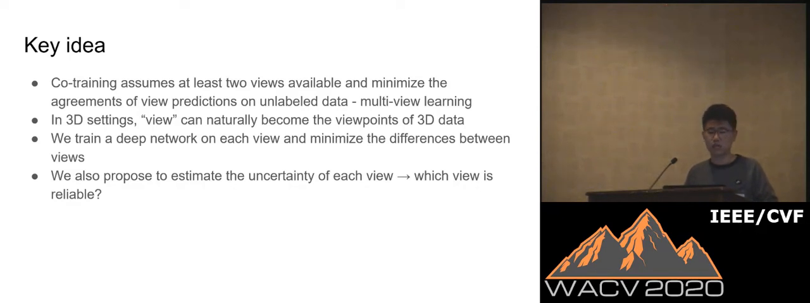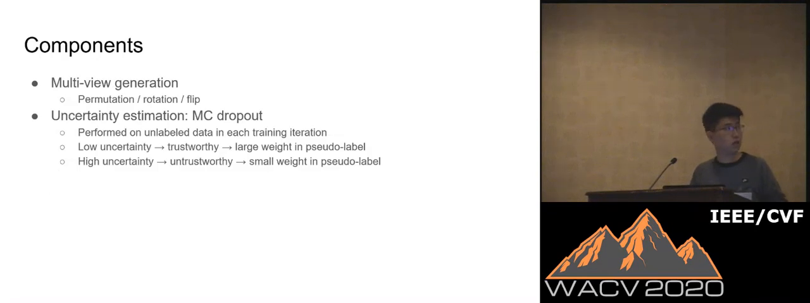In 3D settings, these views can naturally become the multiple viewpoints of the 3D data. So we train a deep network on each view and minimize the difference between these views on unlabeled data. So this becomes an additional supervision. We also propose to estimate uncertainty for each view to compute a reliable pseudo-label for backpropagation on unlabeled data.